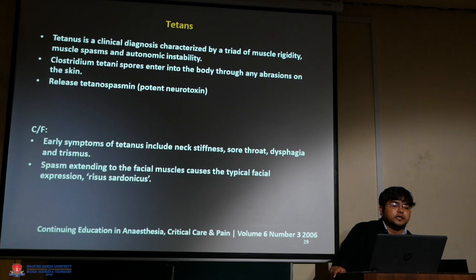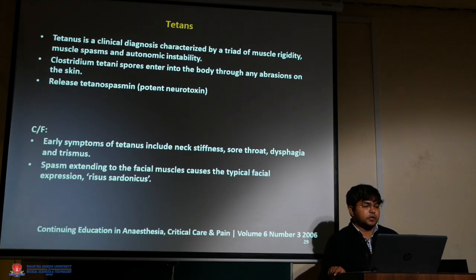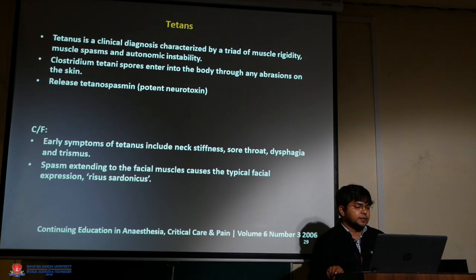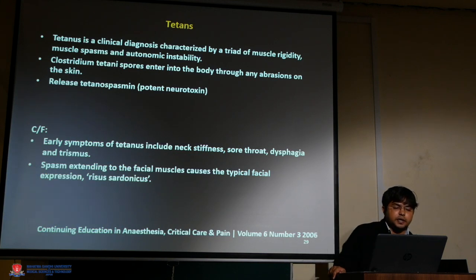Tetanus is a clinical diagnosis characterized by a triad of muscle rigidity, muscle spasm, and autonomic instability. The causative organism is Clostridium tetani. Spores enter the body through any abrasion on the skin and release tetanospasmin, a potent neurotoxin. The early symptoms of tetanus include neck stiffness, sore throat, dysphagia, and trismus. Spasm extending to the facial muscles causes the typical facial expression, risus sardonicus.